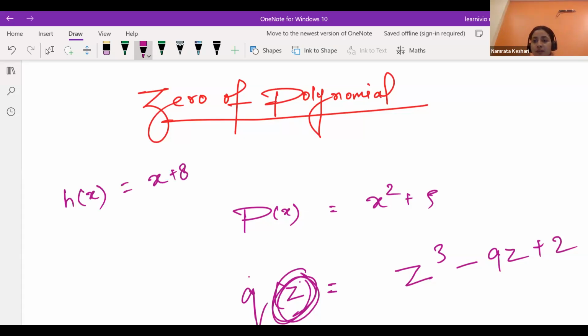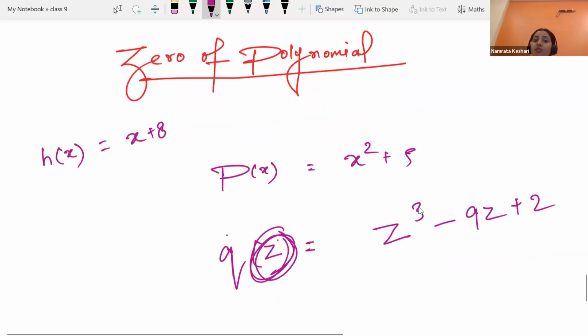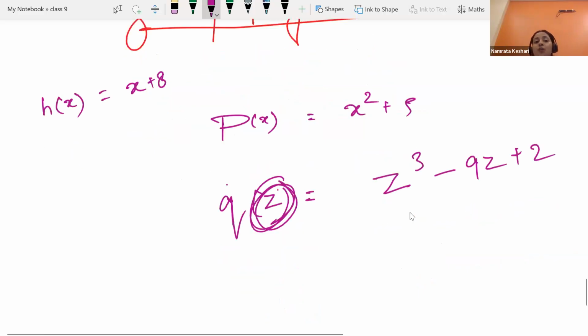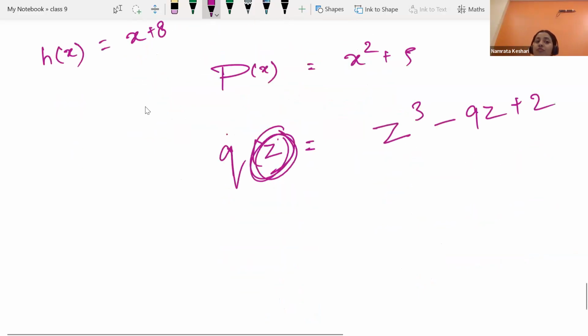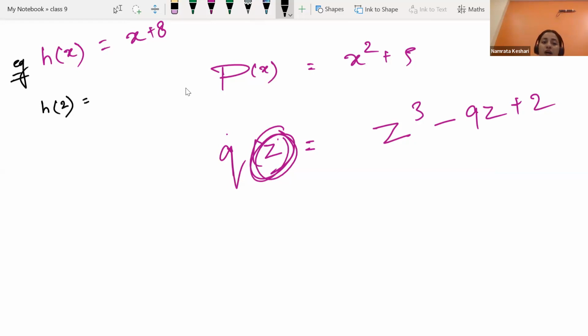Yes, ma'am. Okay. So this is how the polynomial will be given to you. One more thing before proceeding with zero of the polynomial. If h(x) is given, p(x) is given, q(z) is given. Suppose h(x) is given, and it is asking you to find h(2). Then at the place of x, you have to substitute 2 and find the value, that will be 10. Getting it?